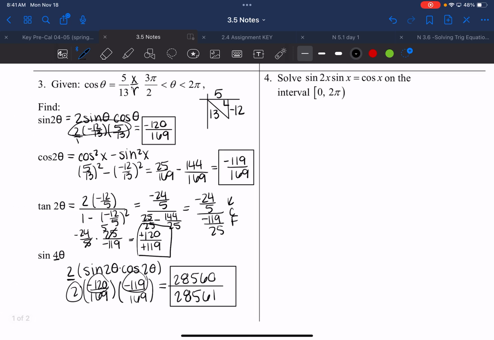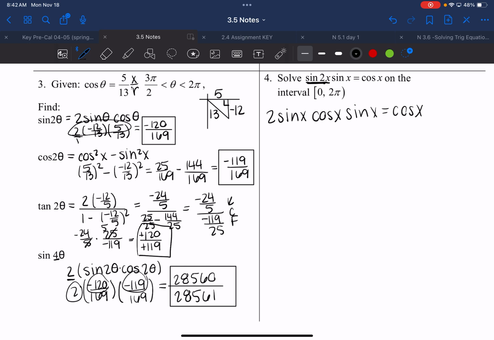Number 4 says to solve sine of 2x times sine of x equals cosine of x on the interval from 0 to 2 pi. So this means a list of answers, right? Not plus or minus some value. All right, so right here, sine of 2x, that's one of our double angle identities, right? What am I allowed to rewrite sine of 2x as? Right. So I'll have 2 sine of x cosine of x that I replace it with, times the sine of x from the equation, equals cosine of x, right?